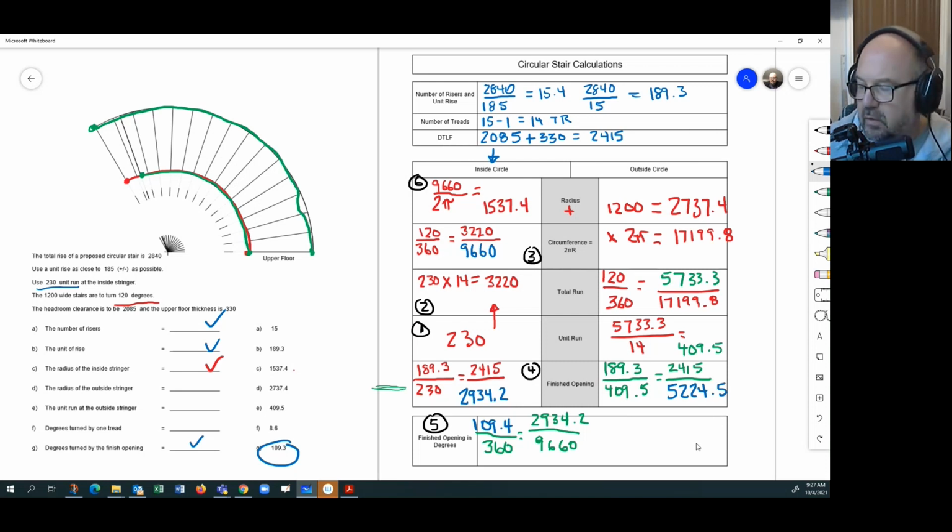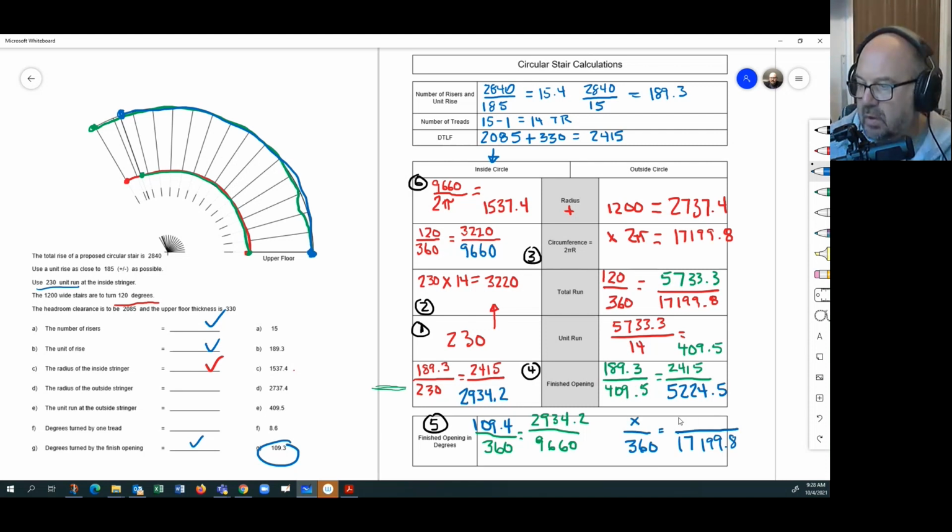Double checking, looks good. That's our finished opening, which is from here all the way around to here. And just in a straight stair, we're just going to draw some proportions here. So 360 is our full circumference, which was 17199.8. We're trying to solve for this bad boy here.